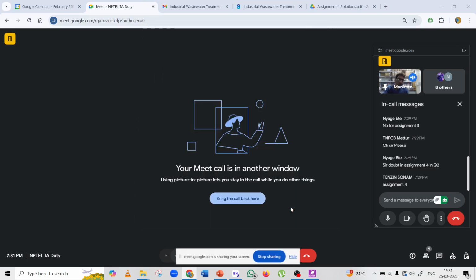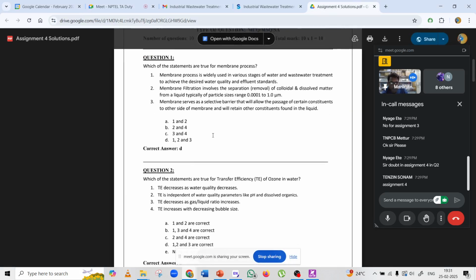Okay, I hope you are able to see my screen. What is the problem?